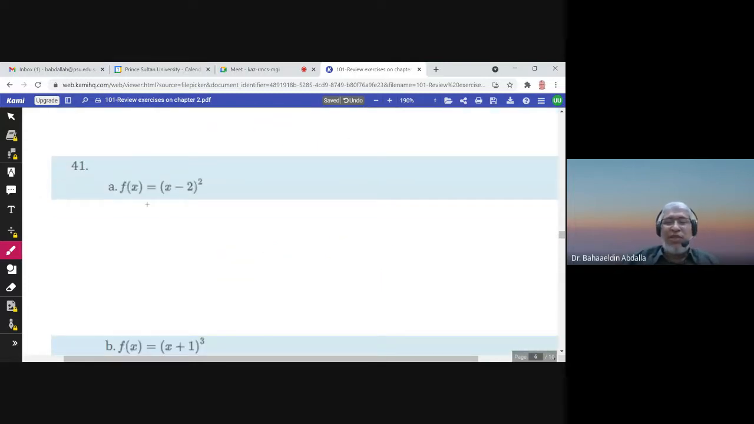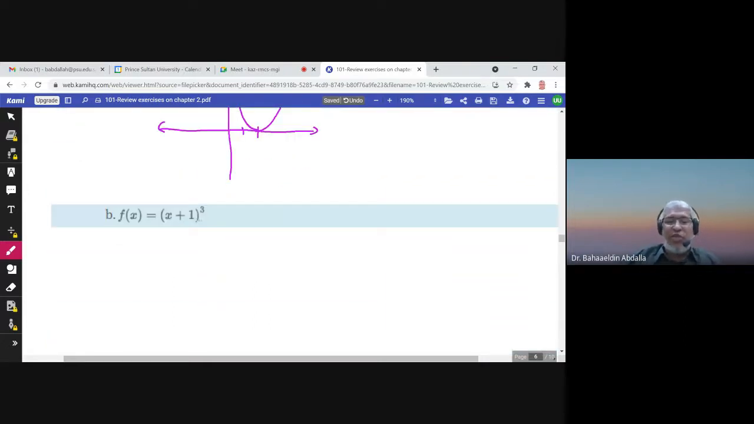This function is similar to the graph of y equals x squared, but there are 2 units to the right. So we know the graph of y equals x squared, but we take it 2 units to the right and we sketch the graph.